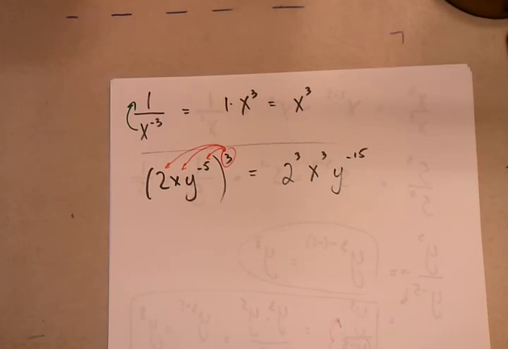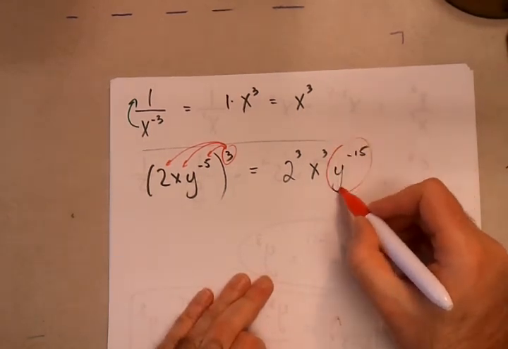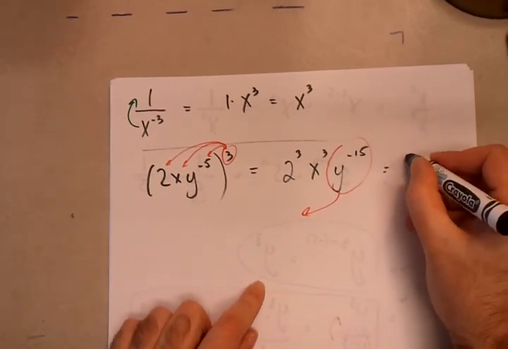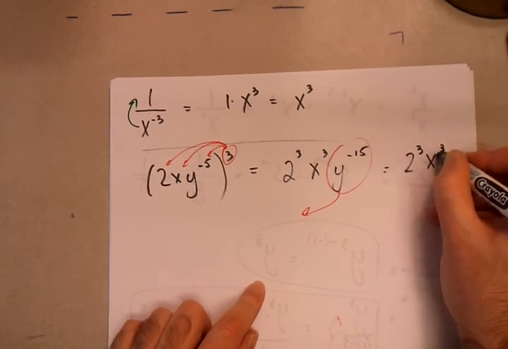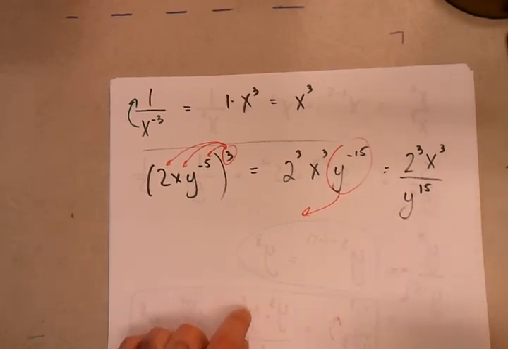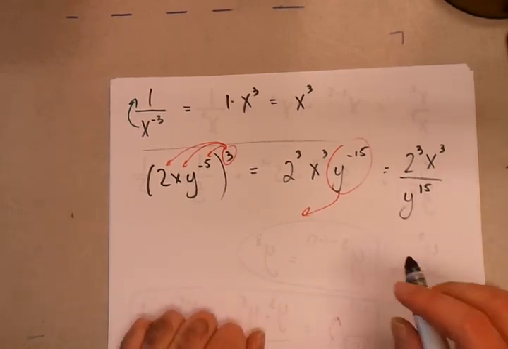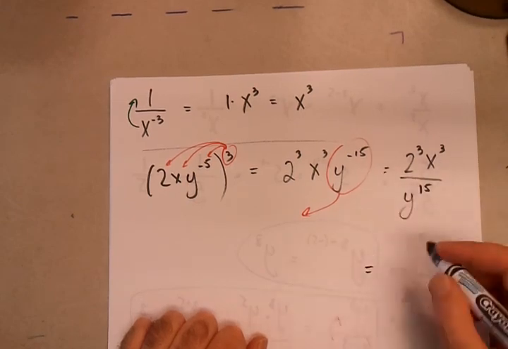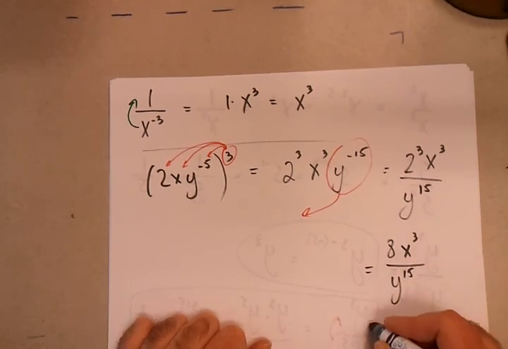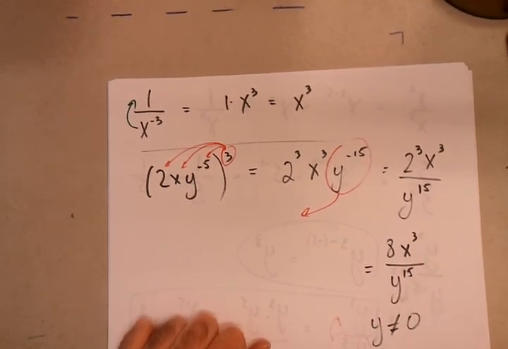So far so good, except we can't leave that particular negative exponent the way it is. So we have to flip this down, which means we get 2 to the third power, x to the third power, and y to the now positive 15th power once it's in the denominator. So the only thing to finish this problem off would be to simplify. 2 to the third power, that's 8, x to the third, y to the 15th, and you write down that y cannot possibly equal 0 because you can't have that 0 in the denominator, and you're done.